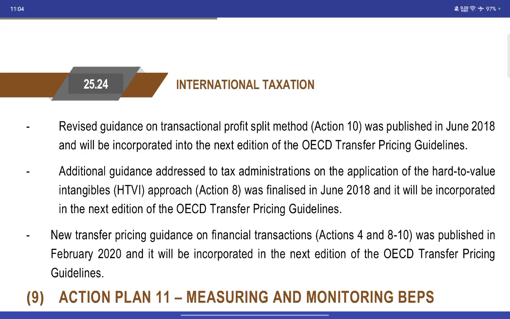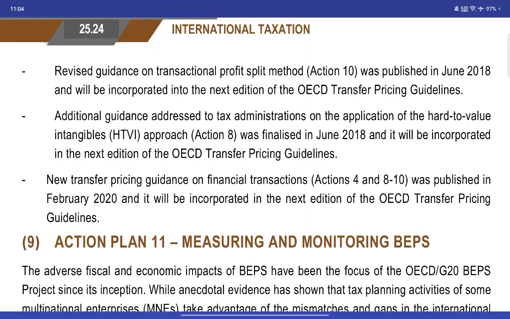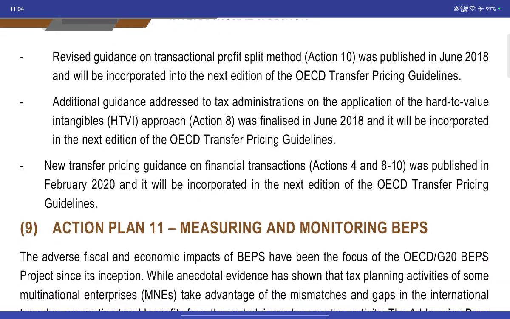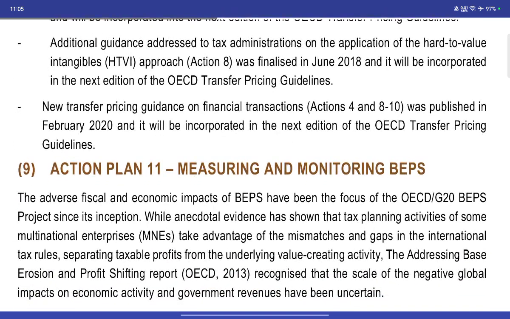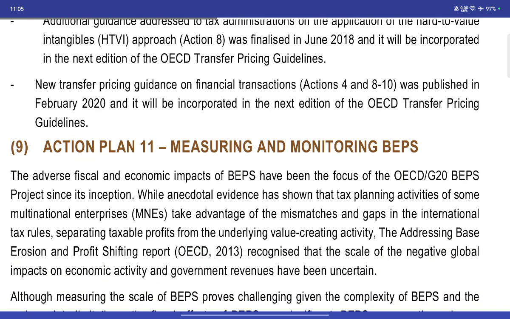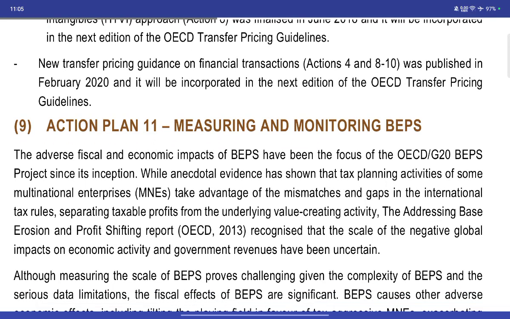Revised guidance for the transactional profit split method, Article 10, published in June 2018, will be incorporated in the next edition of the OECD transfer pricing guidance. The additional guidance addressed to tax administrations on the application of the hard-to-value intangibles (HTVI) approach under Action 9 was finalized in June 2018. It will be incorporated in the next edition of the OECD transfer pricing guidance. The new transfer pricing guidance on financial transactions was published in February 2019. That is incorporated in a new edition of the OECD transfer pricing guidance.